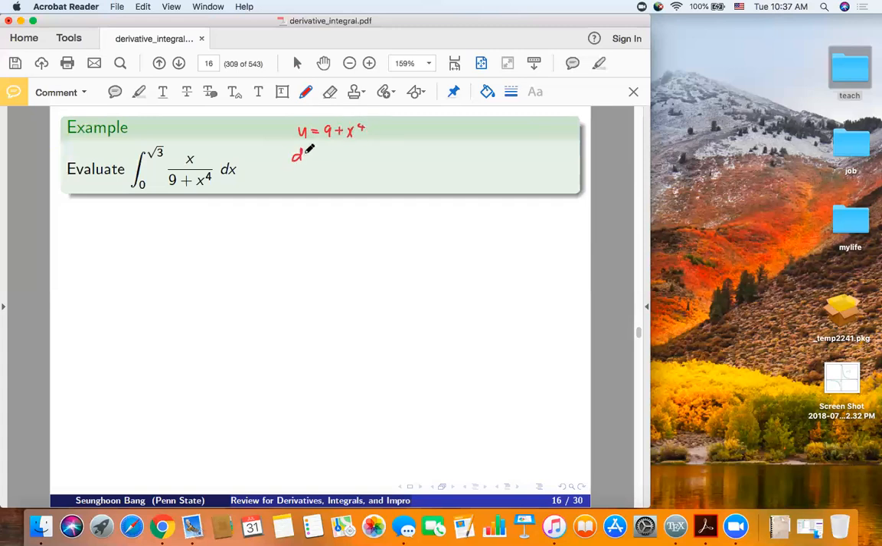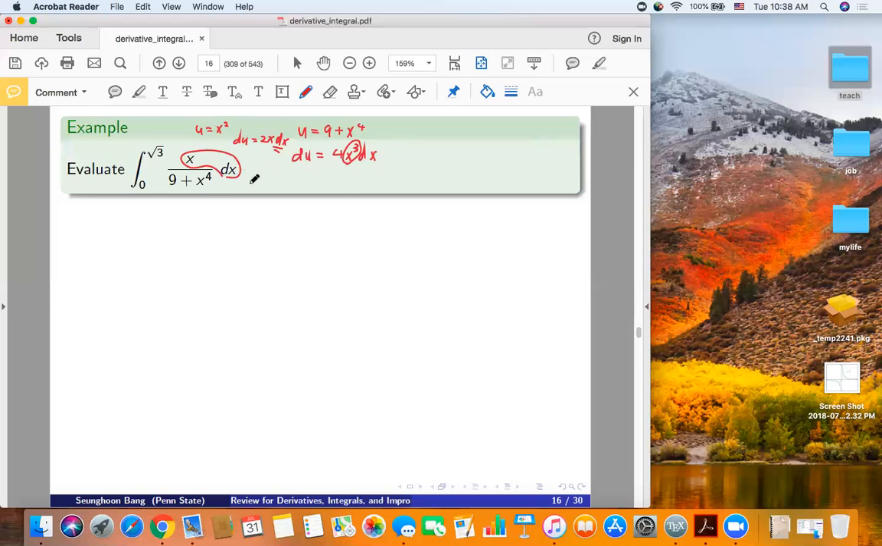You can find du. The du is the derivative of 9 plus x to the 4, which is 4x cubed dx. But we have only x dx. This is x cubed. So what's the best way? How can you eliminate it? u is x squared. In this case, du is 2x dx. So we have it.